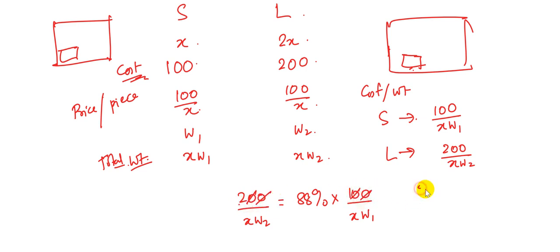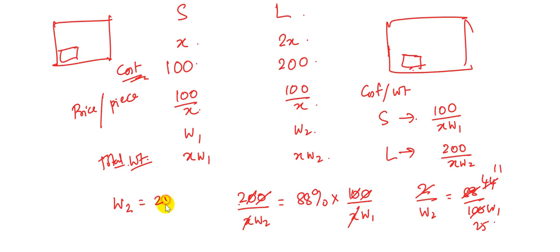So x cancels out, so 2 by W2 is 88 by 100 W1. So which means we can further simplify this. 2 is 44, with 4 this goes 11 and 25. So that means W2 is equal to 25 by 11 W1.